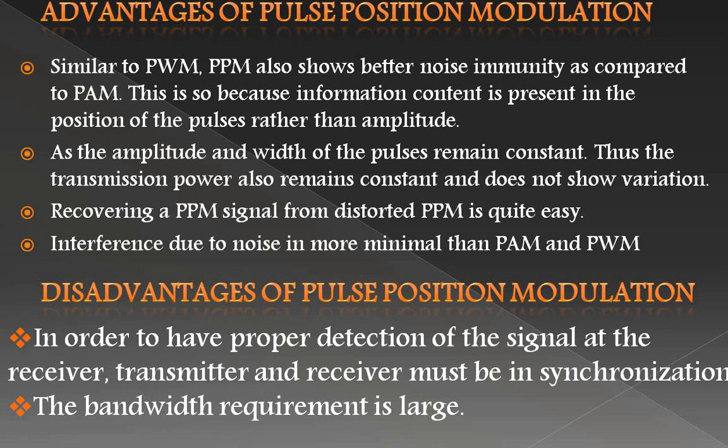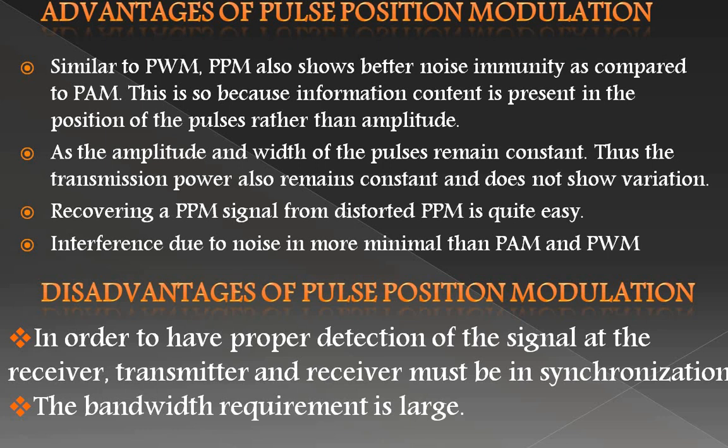Now recovering a PPM signal from the distorted PPM signal is quite easy because we have a reference pulse width modulated signal. And interference due to noise is more minimal than that of your PAM and PWM because width is not varying and amplitude is also not varying. So the occurrence of interference is very minimum in this one.